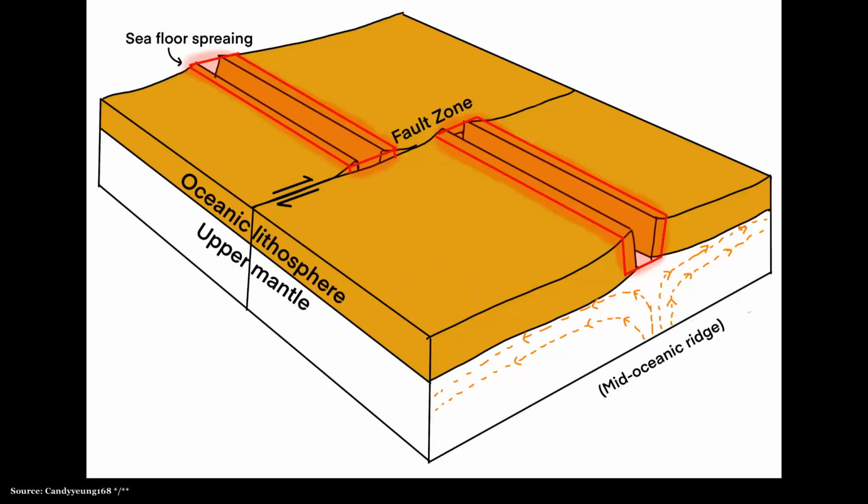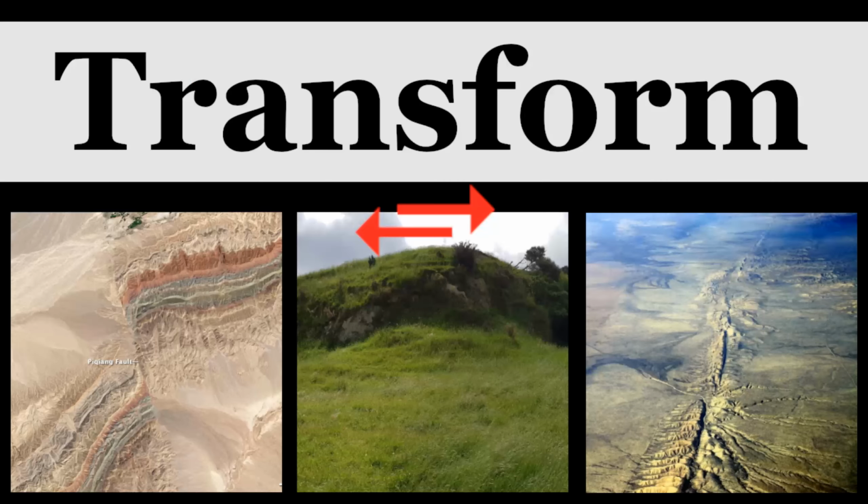The majority of transform boundaries exist along the ocean floors, usually connected to rift zones, but there are a few bits of continental crust that are trying their best to scrape past each other. At these boundaries, there can be an incredible amount of seismic activity, but very little mountain building or volcanic activity.